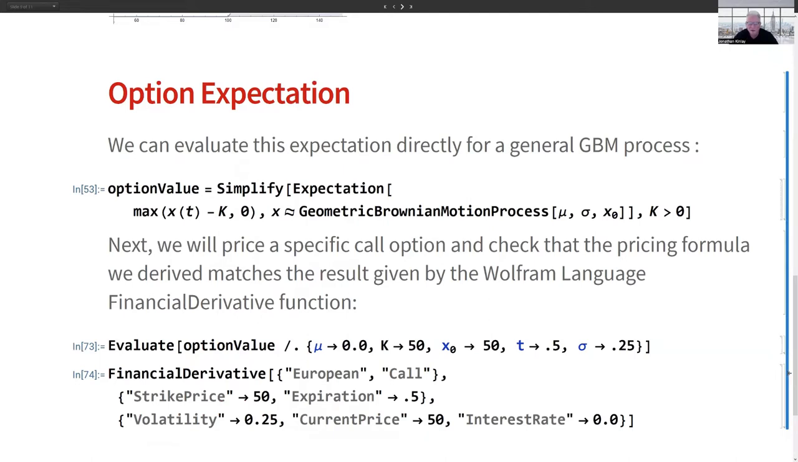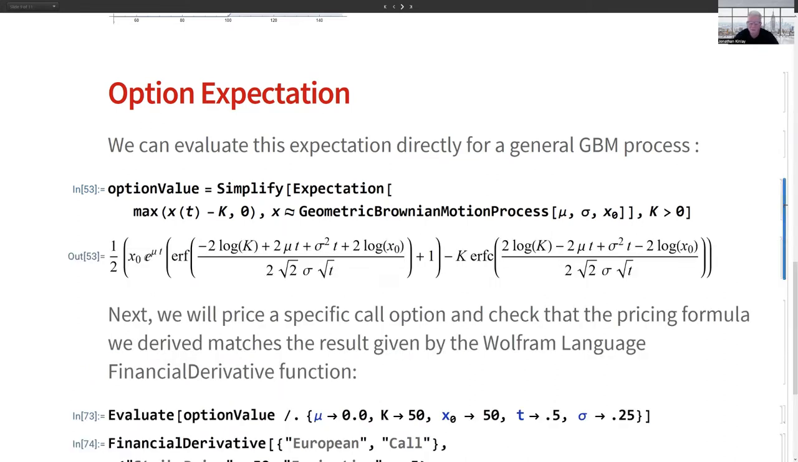Earlier on, we showed that we can calculate the expectation of a function of a GBM process. And in this case, the function we're interested in is the call option payoff, the maximum of X of T minus K and zero. When we calculate that expectation, we find this rather complicated expression, which is actually equivalent to the solution of the Black-Scholes differential equation. And we can use it to price a call option with specified values.